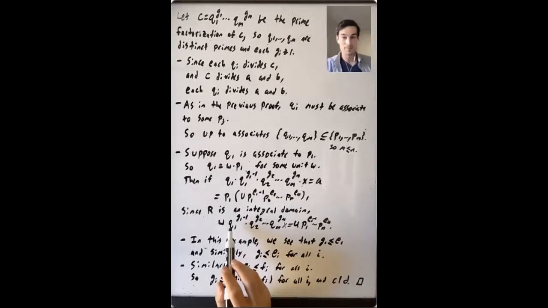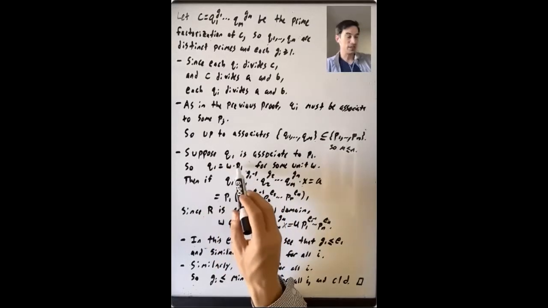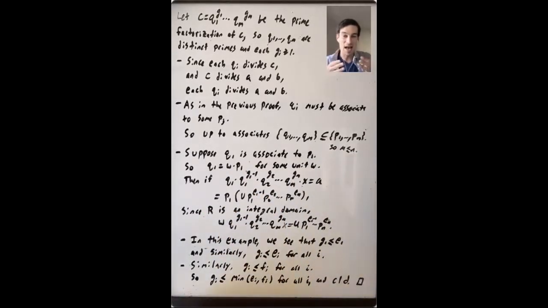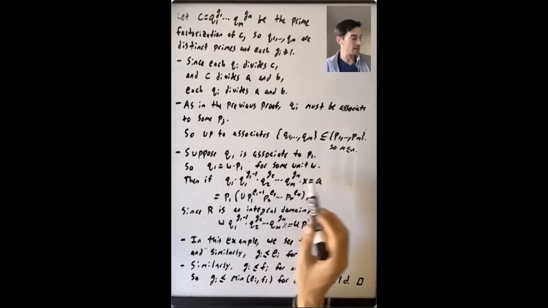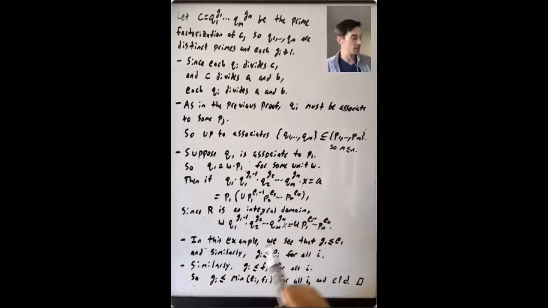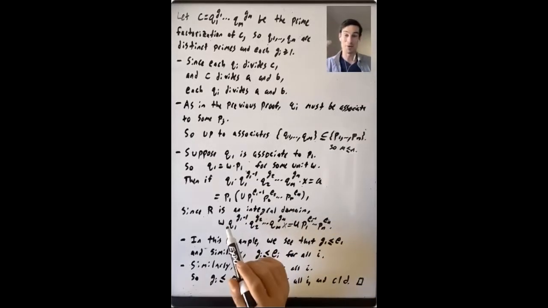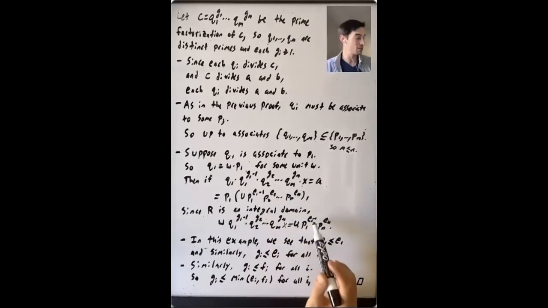So what are we seeing? Q1 is associate to some P1, and now you can cancel a factor of P1 on both sides of this equation. So you continue on in this way, and every time the exponent of Q1 is positive, you have to have a P1 over on this side, and you can now cancel that P1 from both sides here. So you can only do this as many times as you can lower this exponent G1. You can only do it G1 times, and you can only do it over here E1 times. So what that's showing is that G1 is less than or equal to E1.